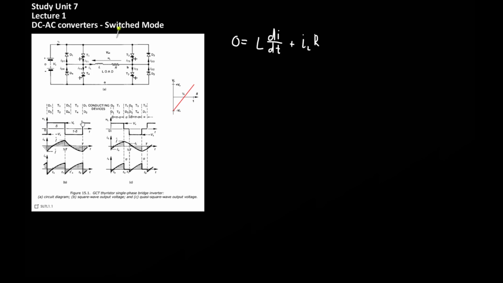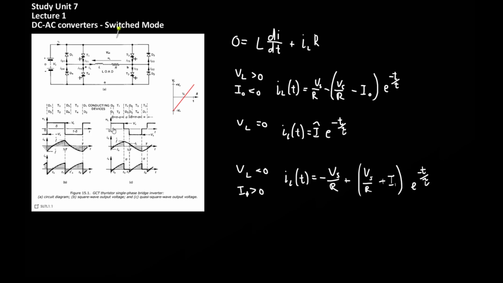So as with the bipolar case, currents can be defined for the quasi-single phase bridge inverter or single phase output by defining currents for each of the three possible voltage outputs. So there are three cases. There's a case when the output voltage is larger than 0, equal to 0, and less than 0. So there will be three different currents which need to be defined.